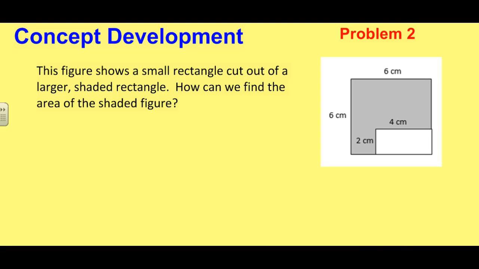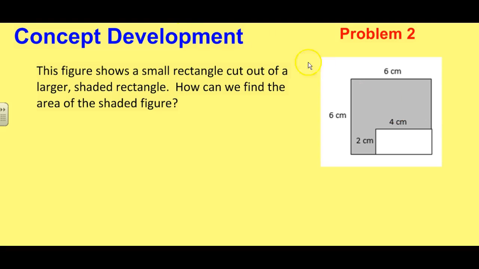Okay, so this figure shows a small rectangle that's cut out of a larger rectangle, which the larger rectangle would be the whole thing right here, and this white part was cut out of it. So we're going to figure out how to find the area of just the shaded figure.